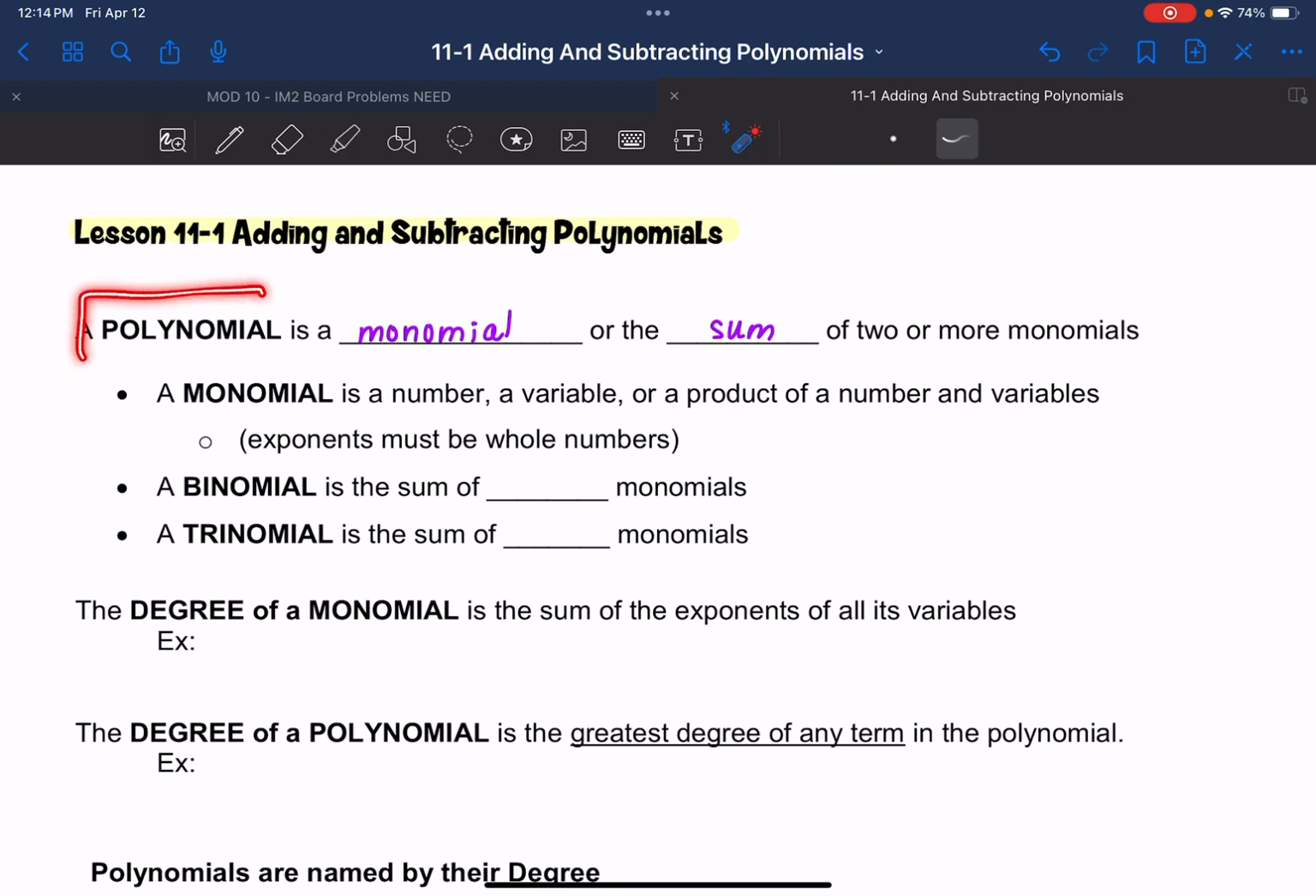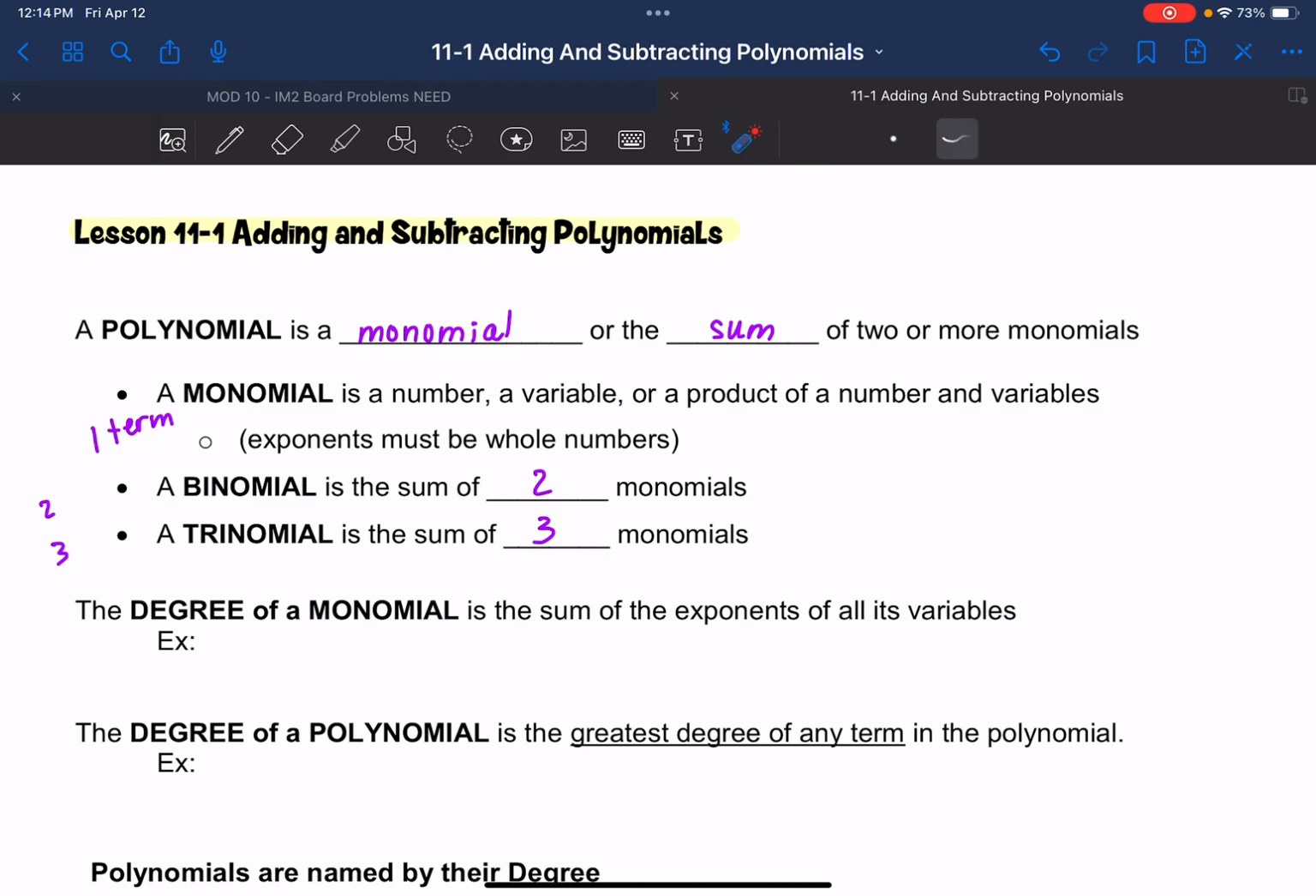So we've got this word polynomial. Basically, a polynomial is a monomial or the sum of two or more monomials. We look at these prefixes, mono meaning one, bi two, tri three. So this essentially means we're going to have one term, or two terms, or three terms. Okay, so a binomial is the sum of two monomials, a trinomial is the sum of three monomials.